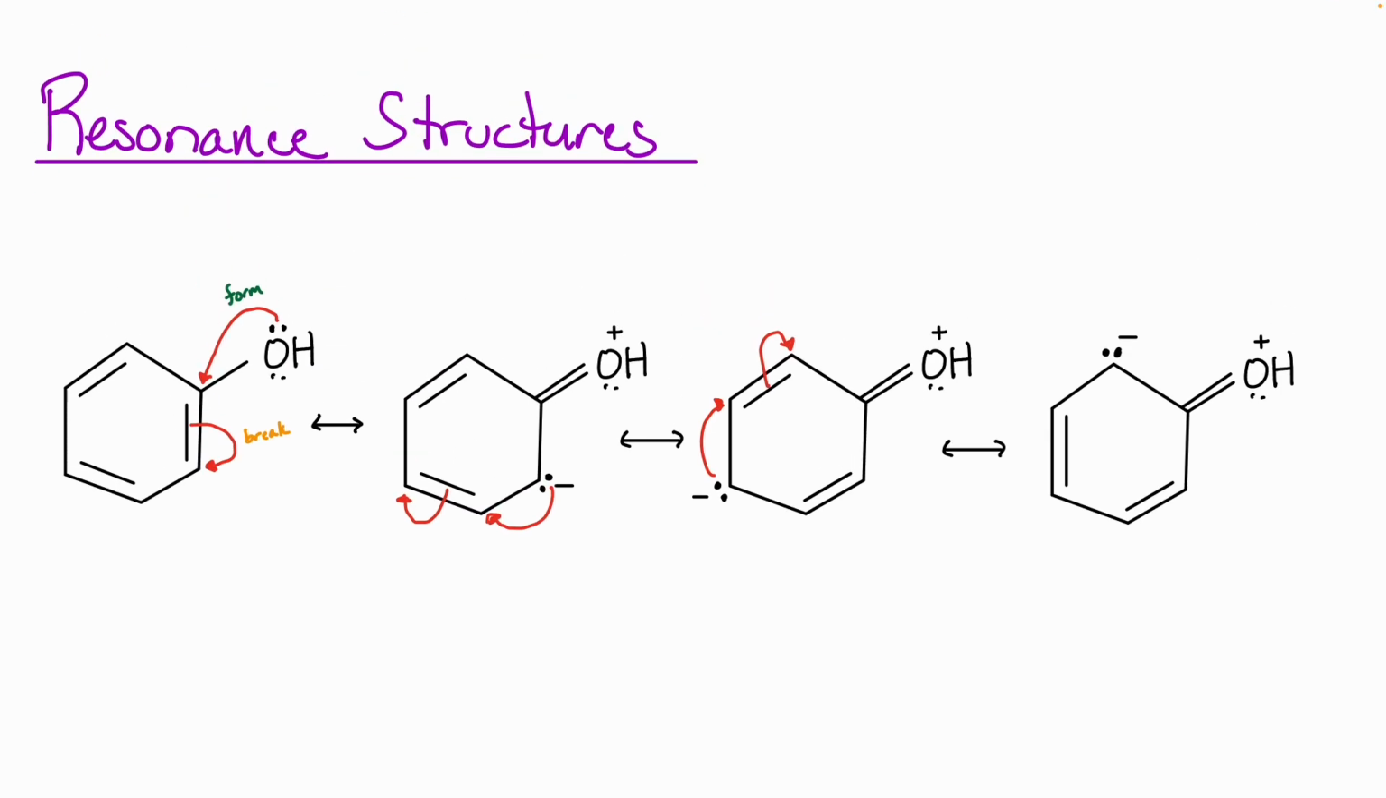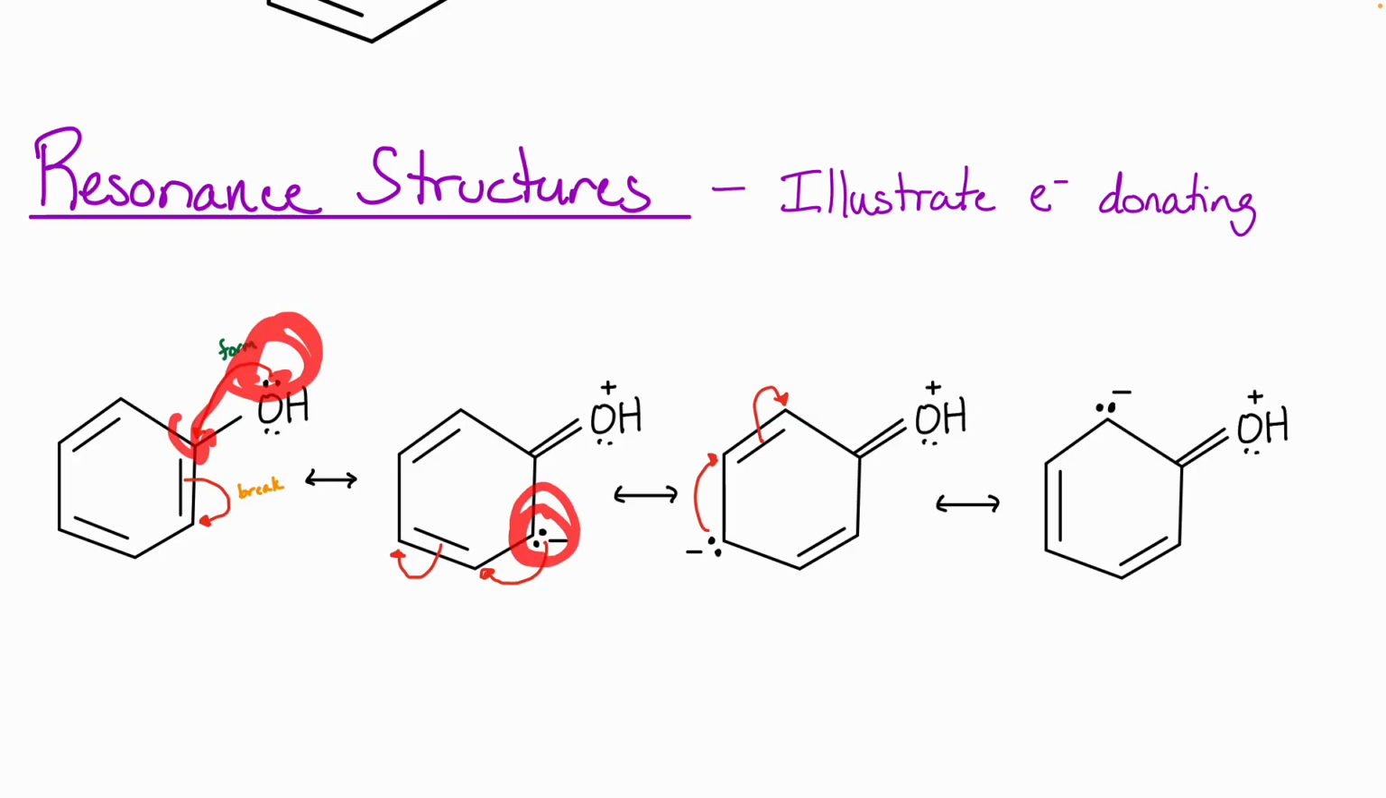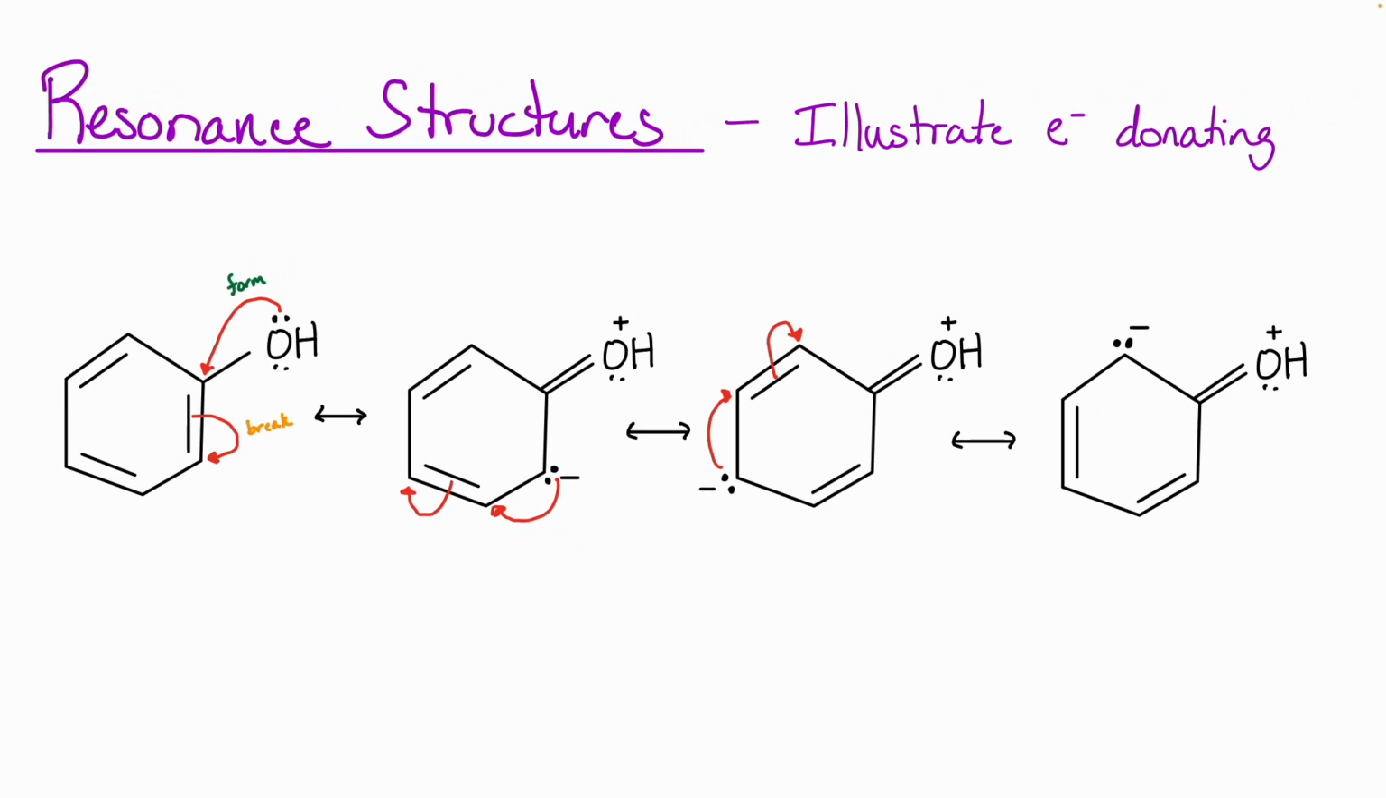Alright, so to be clear here, we drew these resonance structures of phenol. Why did we draw these resonance structures of phenol? Because we were going to illustrate that electron donating of that group. All right, so convince yourselves that what you're looking at when you're looking at these resonance structures is this pair of electrons got donated to that ring, and now we have this negative charge that's being passed around, stabilized by that ring.